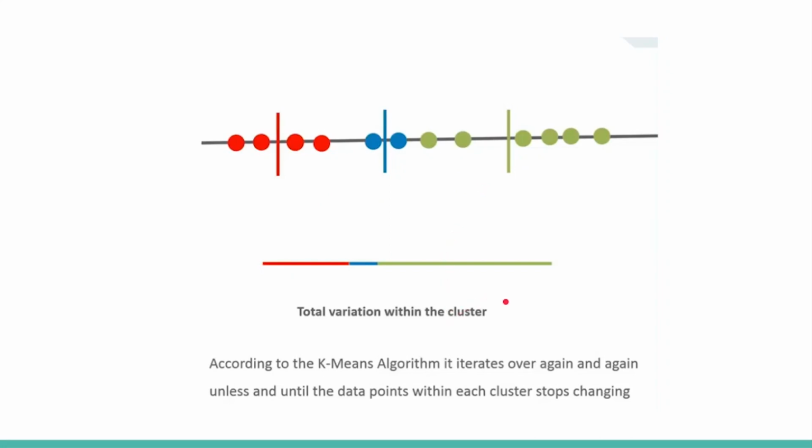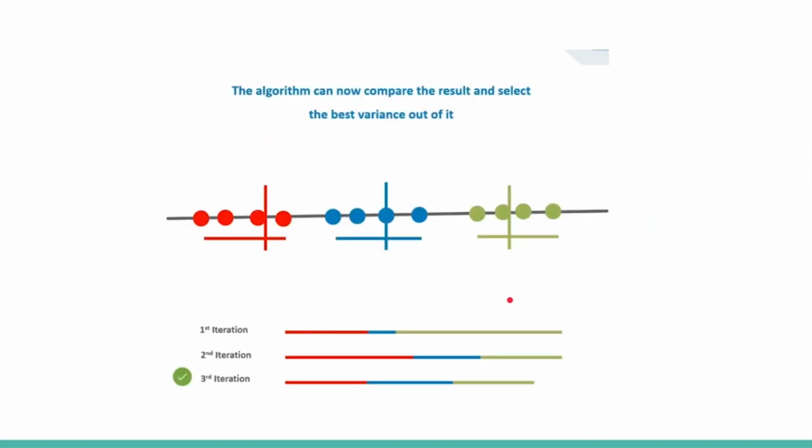According to the k-means algorithm, it iterates again and again until the data points within each cluster stop changing. So this is the first iteration, second iteration, third iteration, and we find the total variation within the cluster as follows.